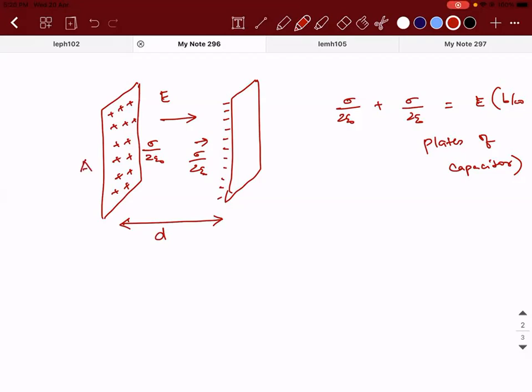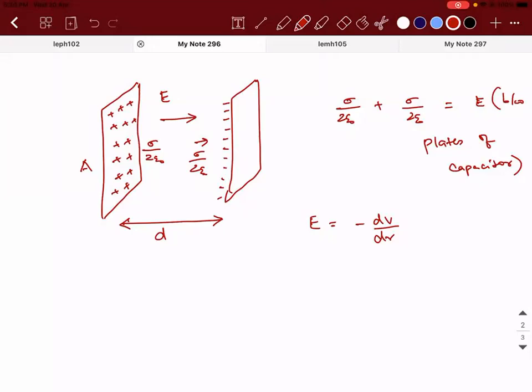Distance of separation between the plates is D and the area of cross section is A, right? Then we know the relation E is equal to minus dV divided by dr. What does this tell us? You know this relation E is equal to minus dV by dr. Am I clear with this? What does this relation tell us?